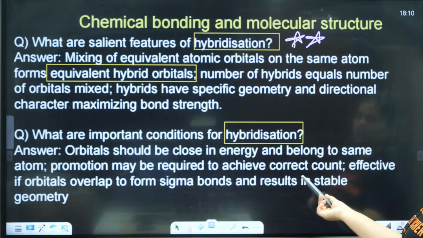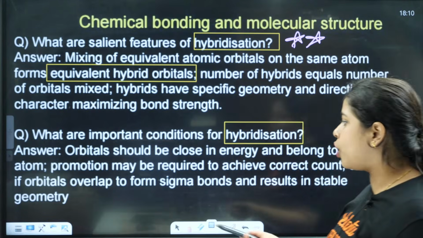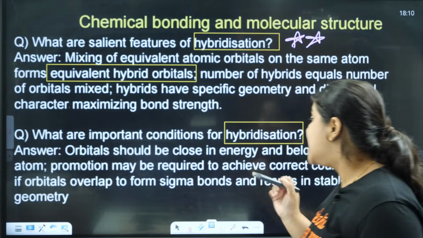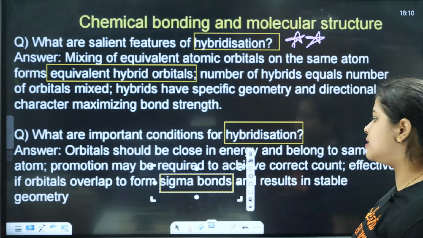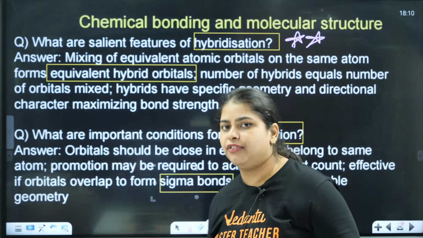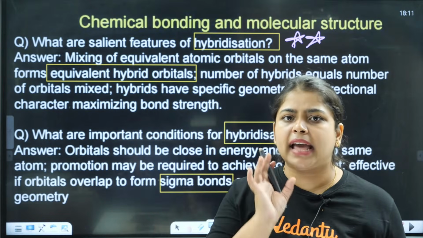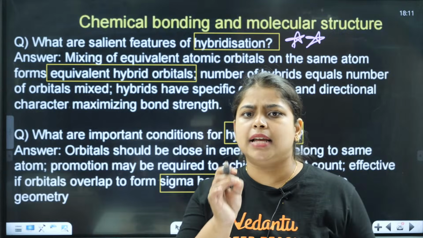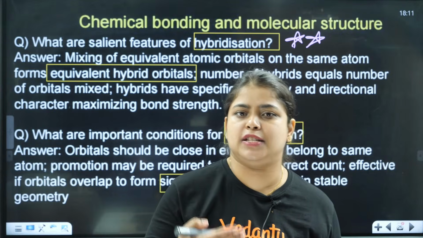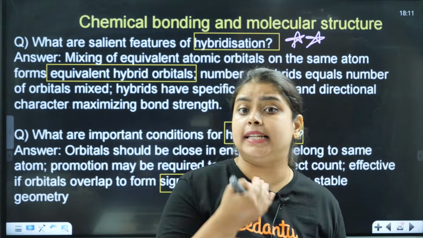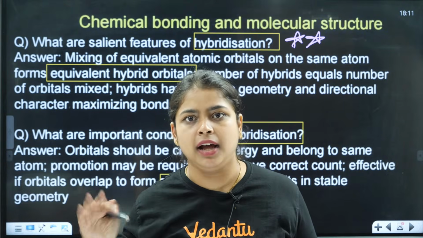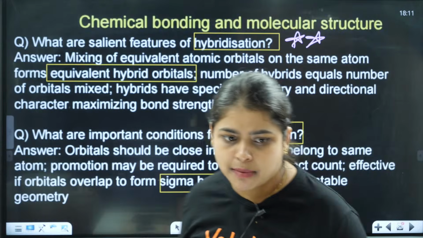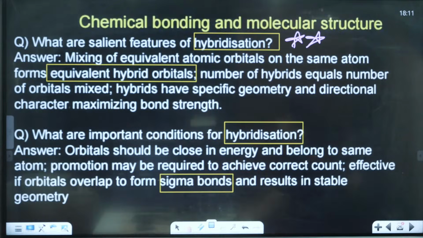And promotion may be required to achieve the correct count. Hybridization is effective if orbitals overlap to form sigma bonds and result in a stable geometry. If it is forming sigma bonds, it will have a stable geometry, for example tetrahedral in the case of sp3, sp2, sp3d2. So you must be able to name the types of hybridization. Come on, be active in the chat box. Understanding everyone? Tell yes.